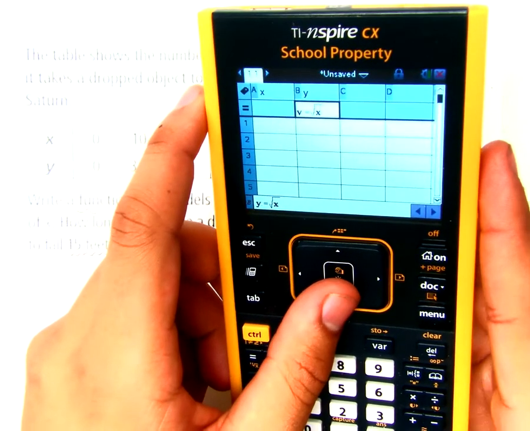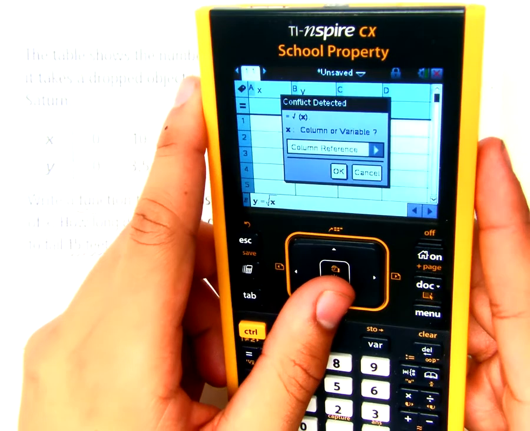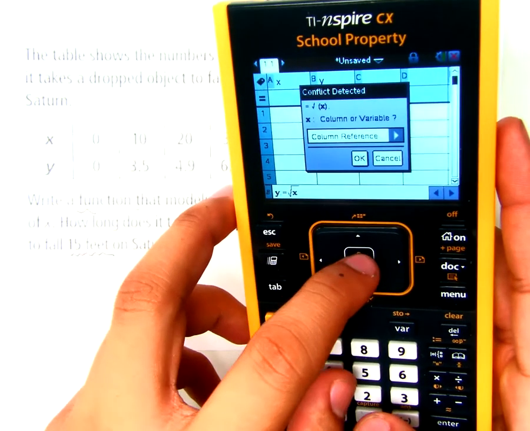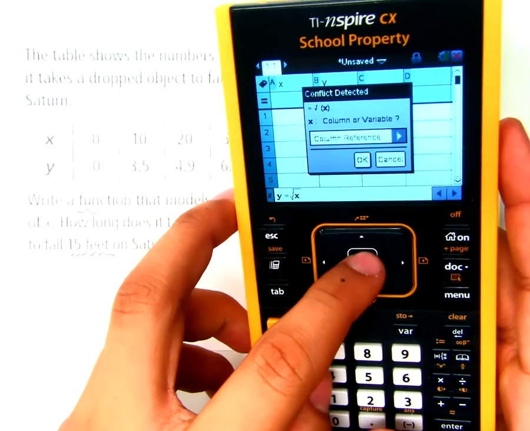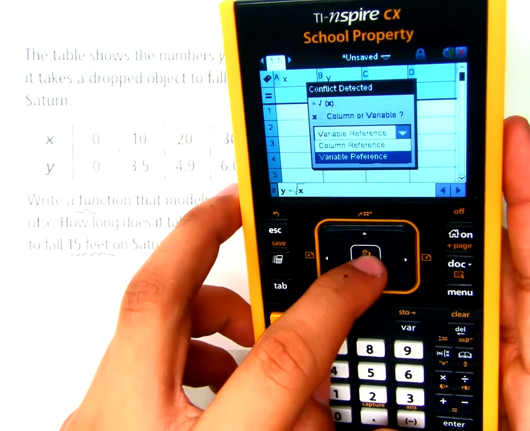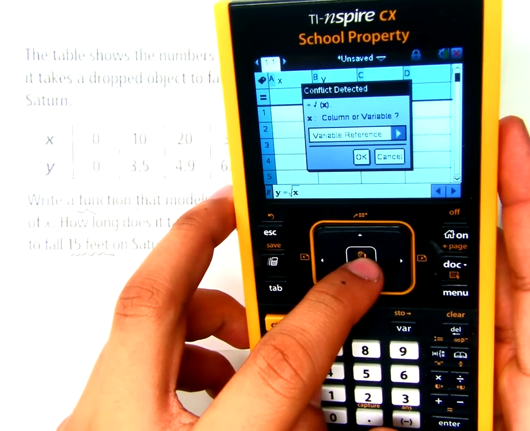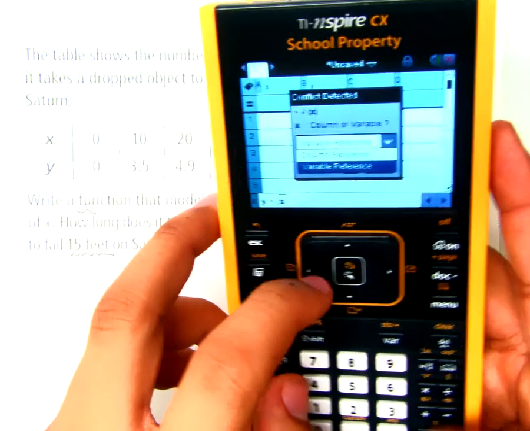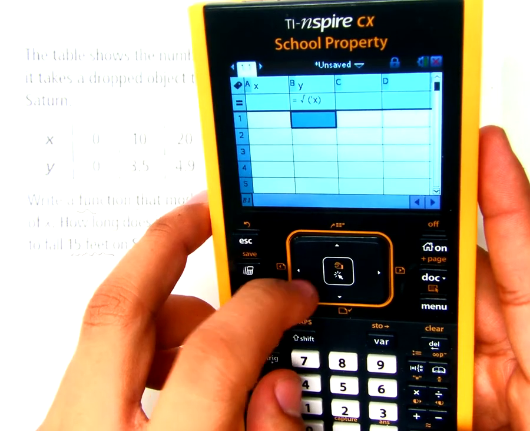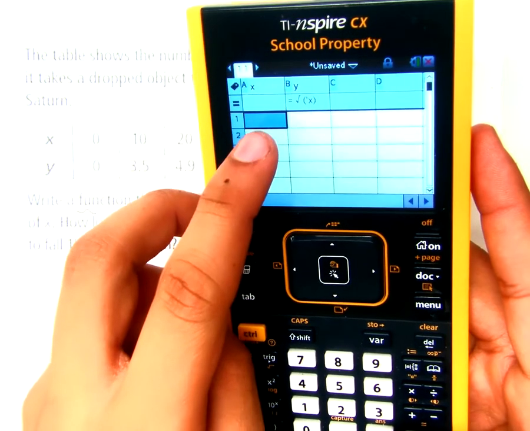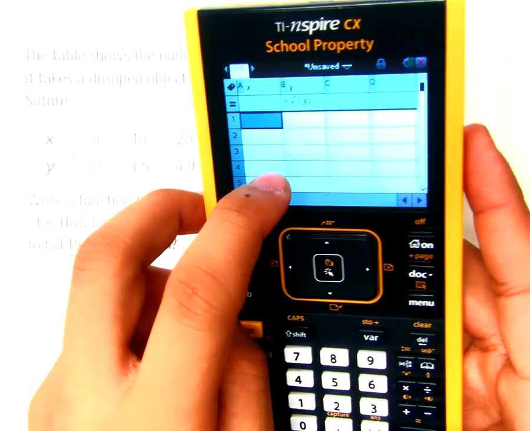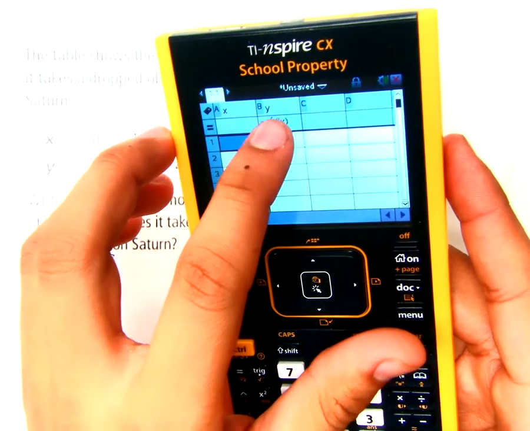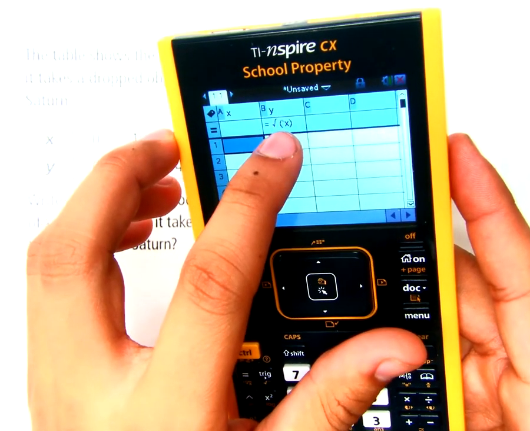Hit enter, and it asks us, is this a column or variable reference? Well, we're talking about a function here, so it's a variable reference. We want x and y to represent variables, so we hit OK, hit enter. So now, whenever we put an x value here, it will give us the corresponding y value based on y equals the square root of x.